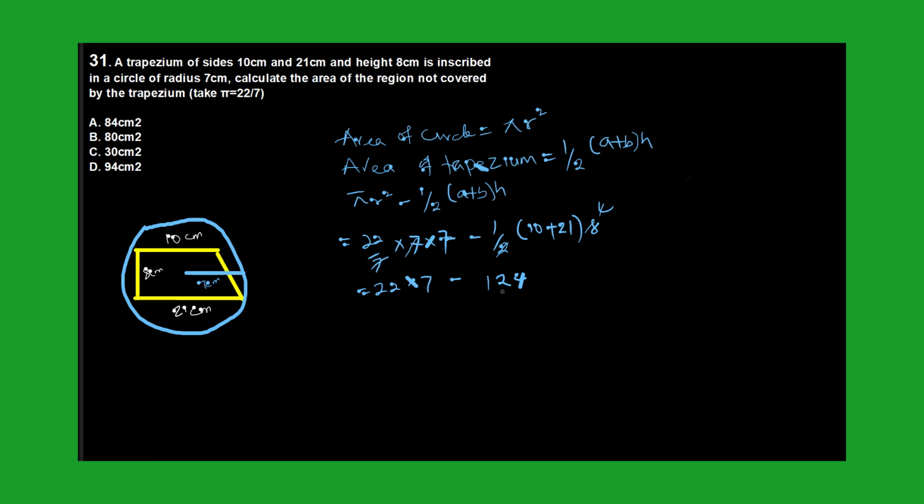So 22 by 7 is 154, minus 124. So our final answer will be 30 centimeters square, which is option C.